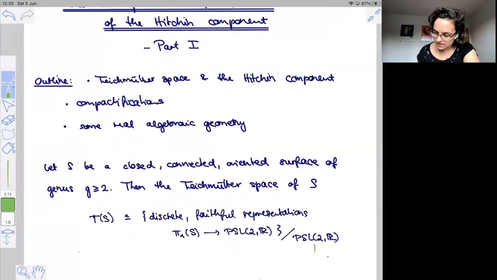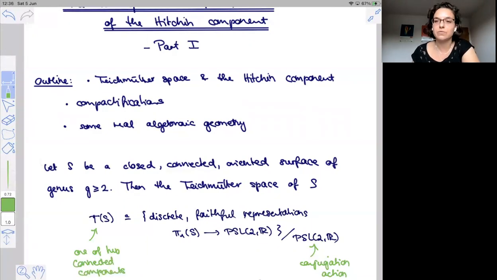So by this, I mean the conjugation action. And here, this is one of two connected components. So the space of all discrete faithful representations forms two connected components, and there's a way to single out one of them using the orientation on our surface, and this is called the Teichmüller space.